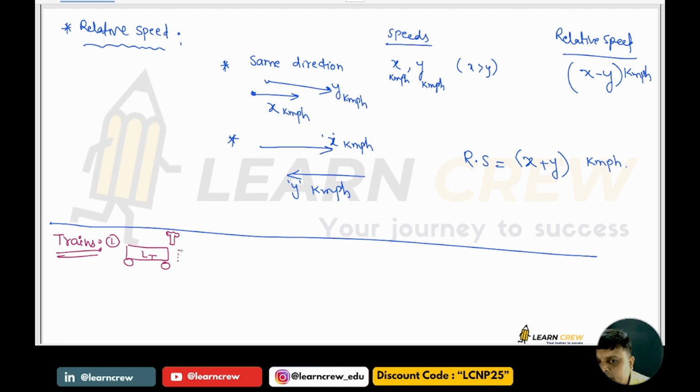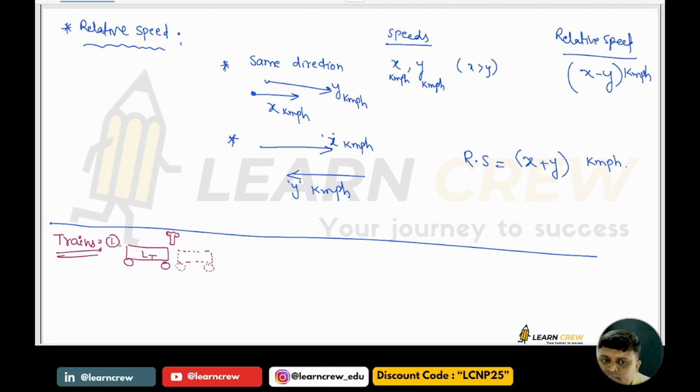So what is happening here? A train crossing a man. A train crossing a tree. When a train crosses a tree or a man or a pole, which is of negligible length as compared to the length of the train, the last part of the train has to cross the pole or the man. So it has to cover its own length.